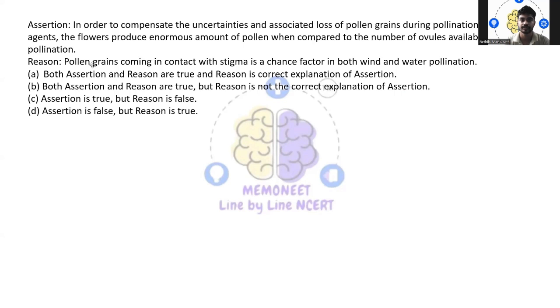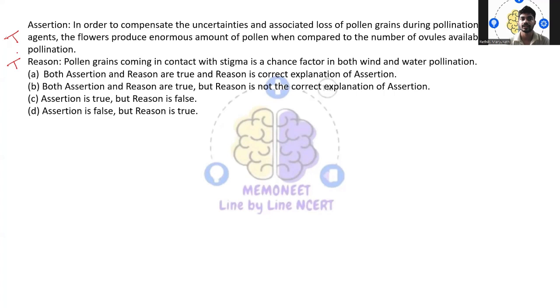In order to compensate for the uncertainties and associated loss of pollen grains during pollination by abiotic agents, the flowers produce enormous amounts of pollen when compared to the number of ovules available for pollination. It's true. The reason: pollen grains coming in contact with the stigma is a chance factor in both wind and water pollination. Even this statement is also true.